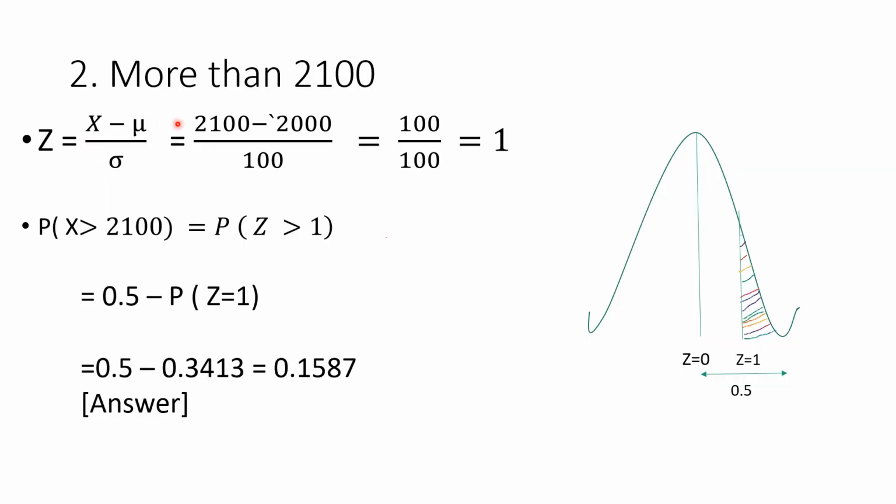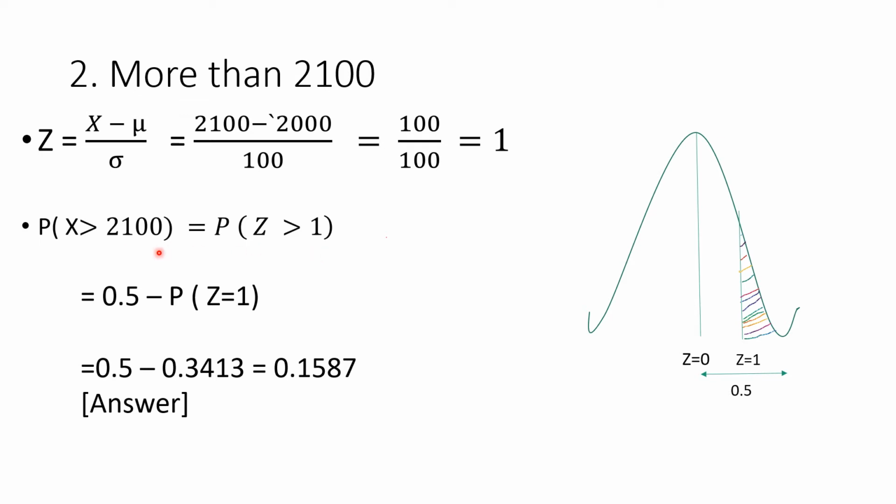Second part of the same question is asking you what is the probability more than 2100. Now in this case, calculate a new Z. Formula remains the same, x minus mu upon standard deviation. X here comes out to be 2100, mu already given mean 2000, standard deviation value is 100. Put in the values, you get Z is equal to 1. Now shift the equation from x to Z. Probability of x greater than 2100 is equal to probability of Z greater than 1.